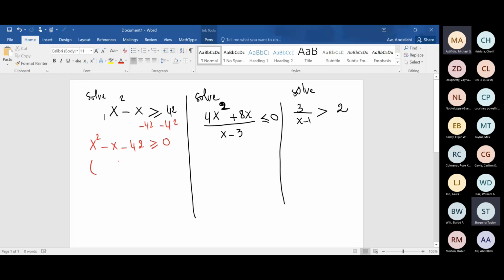That would be x plus 7 and x minus 6? Or the other way around. It's x minus 7 and x plus 6. Yes, exactly. Okay, so now we put everything on the same side, and then we factor if possible, right? After we factor, what should we do next?